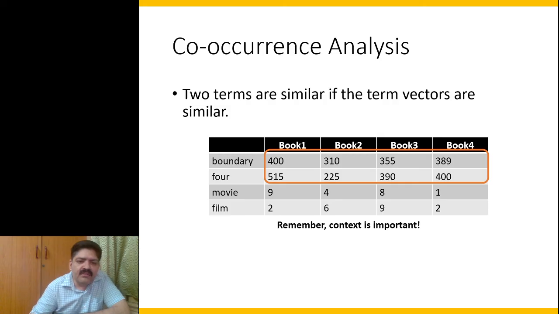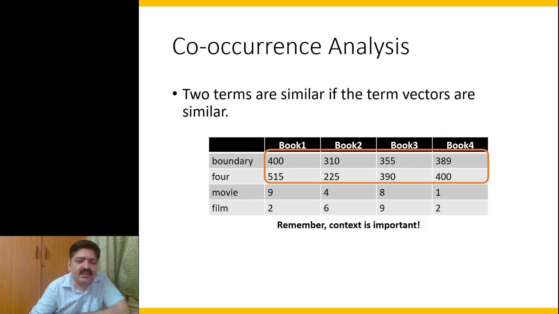So here are some terms which might not be in my dictionary, but because of my sports knowledge, I know that in cricket, we call a four a boundary. And in the entertainment world, a movie is a film. But how do I know? Because I did some kind of co-occurrence analysis.